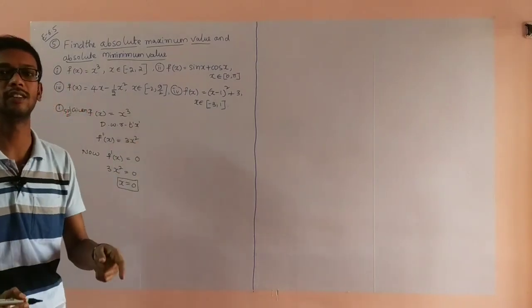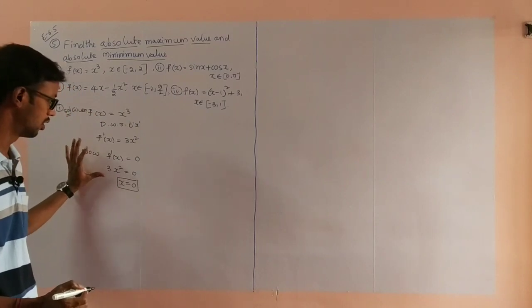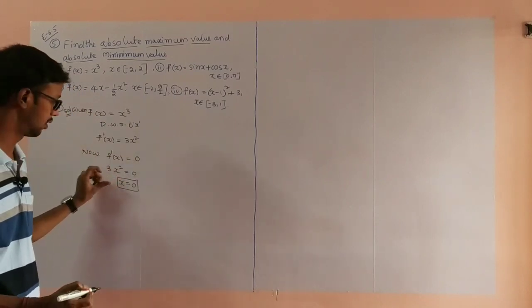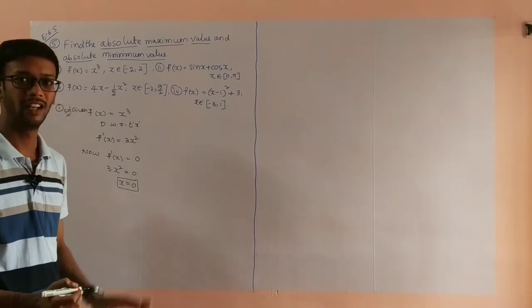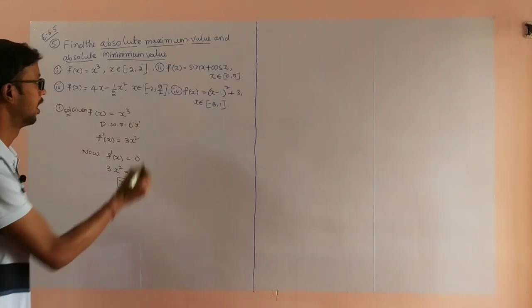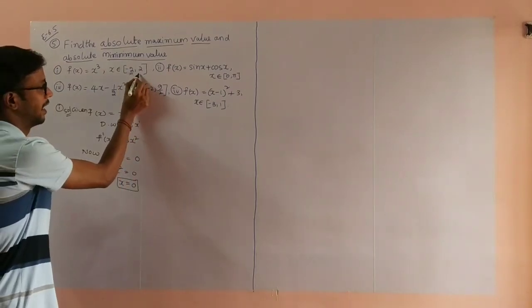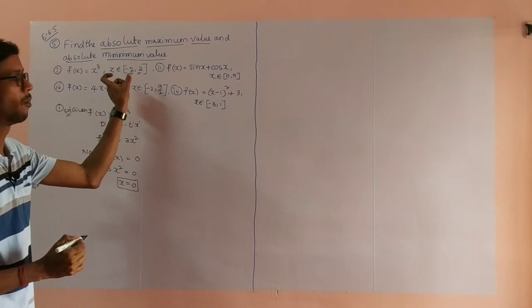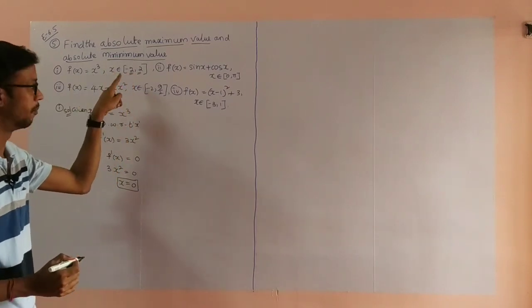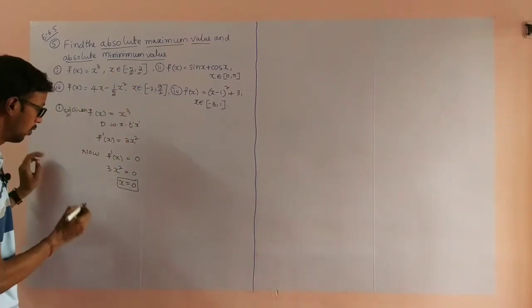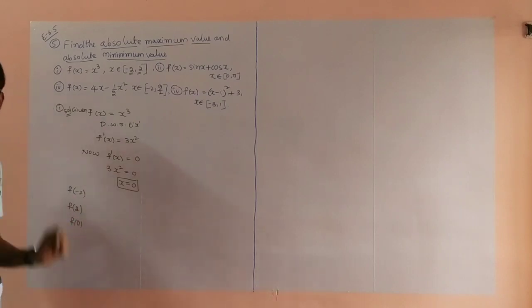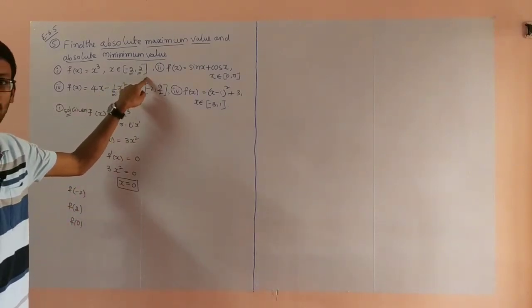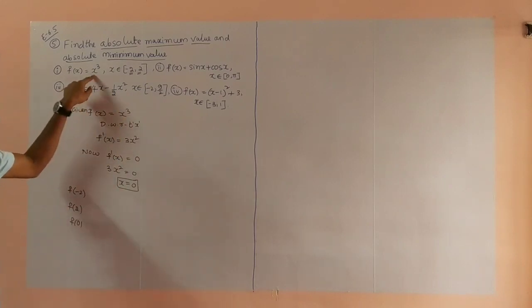In the first derivative test and second derivative test also, we used this method only. F dash of x is equal to 0 is nothing but the critical point you will get. After getting the critical point, here we have to use a different method. Here what is the closed interval? Minus 2 comma 2, the end points of the function. So now you have to find f of minus 2, f of 2, and f of 0, the end points and the critical point.